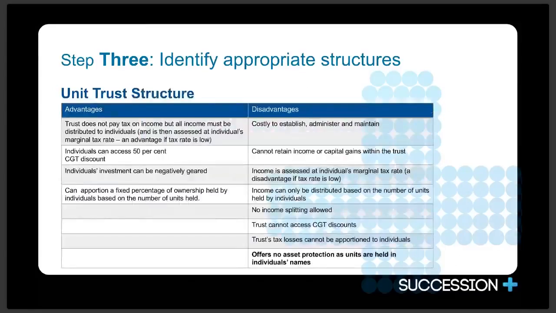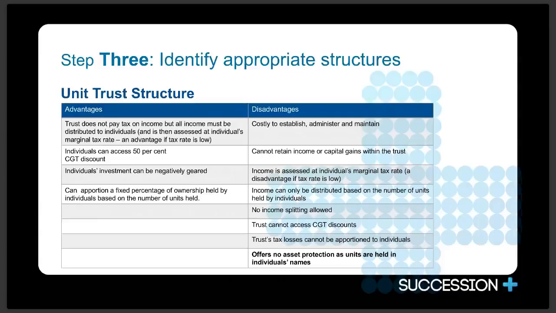They have some benefits. They can access the 50% CGT discount if those units are held by an individual. We can fix or apportion the equity interest, so we can easily see and determine who owns how many units in that trust and what percentage that equates to. We commonly use these structures as part of our planning when we do an employee share plan, for example, because if we've got 4 or 5 employees, we need to know how much of that asset each employee owns, and we use units to identify that and proportion that across people.